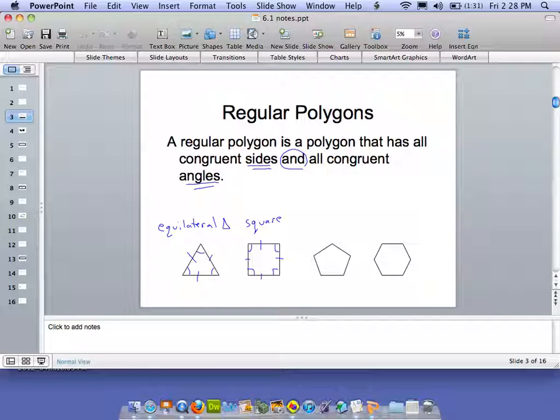And once you get past the square, you have to put the word regular with the figure. So if it's a five-sided figure, it's a regular pentagon. 5 congruent sides and 5 congruent angles. And a six-sided figure would be considered a regular hexagon if all the sides are congruent and all the angles are congruent. And so on.